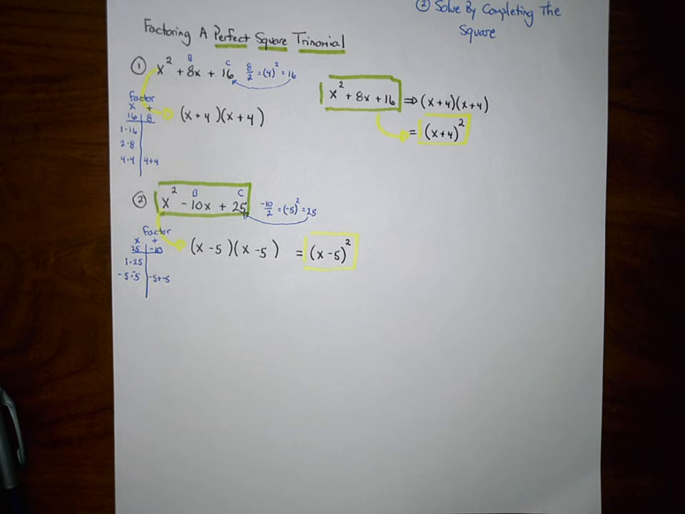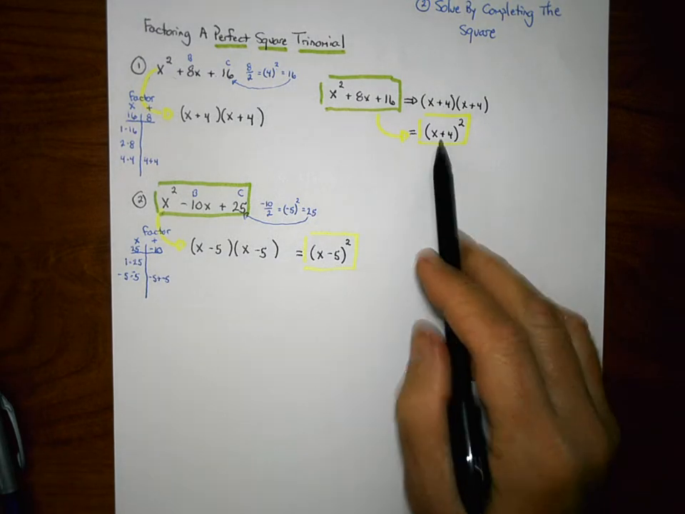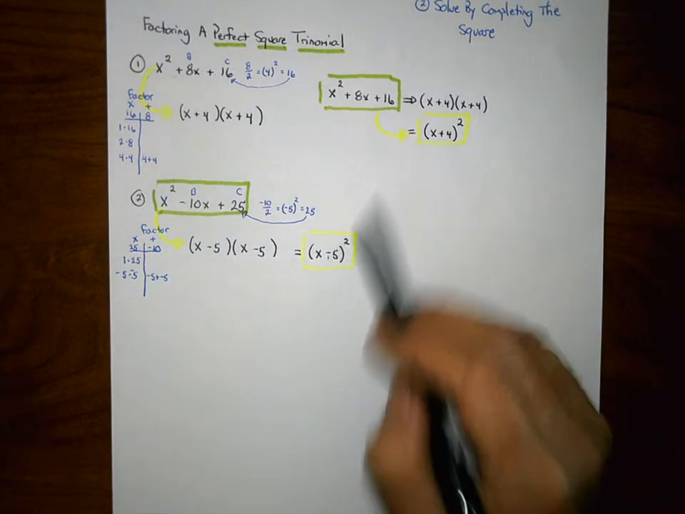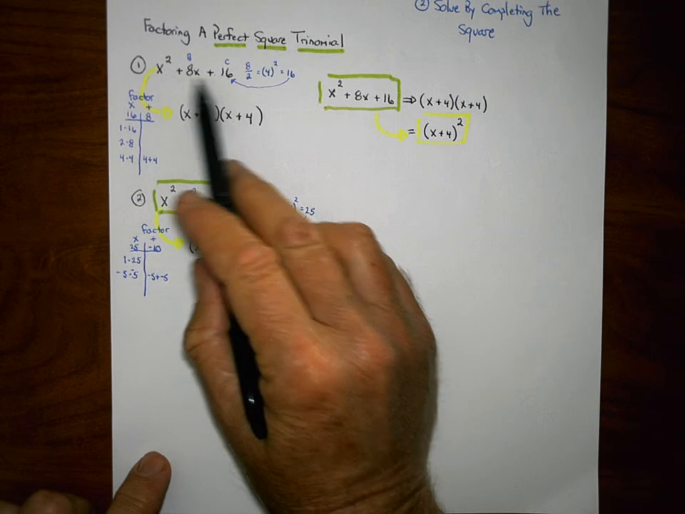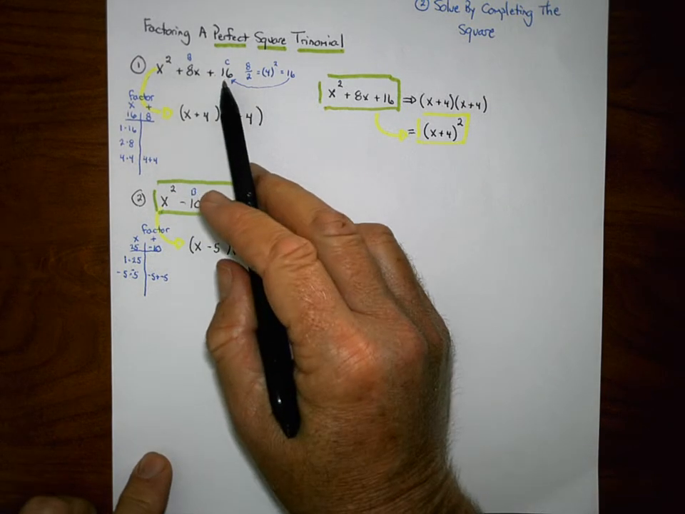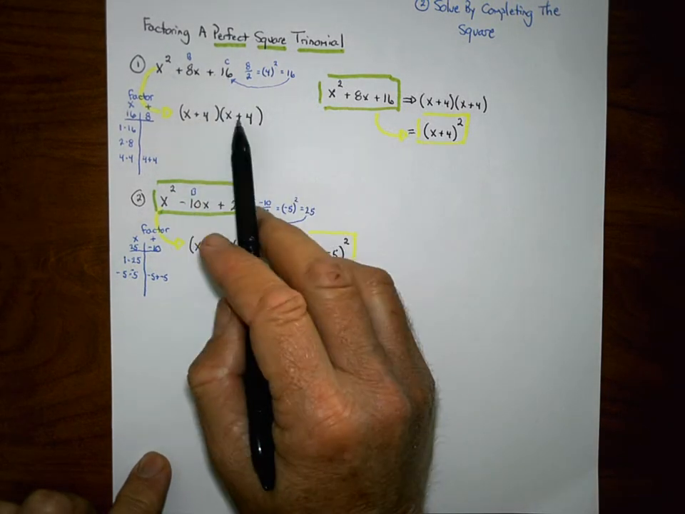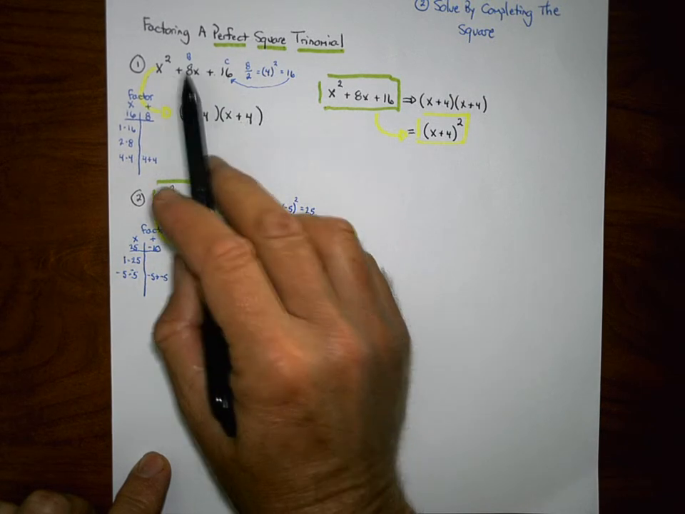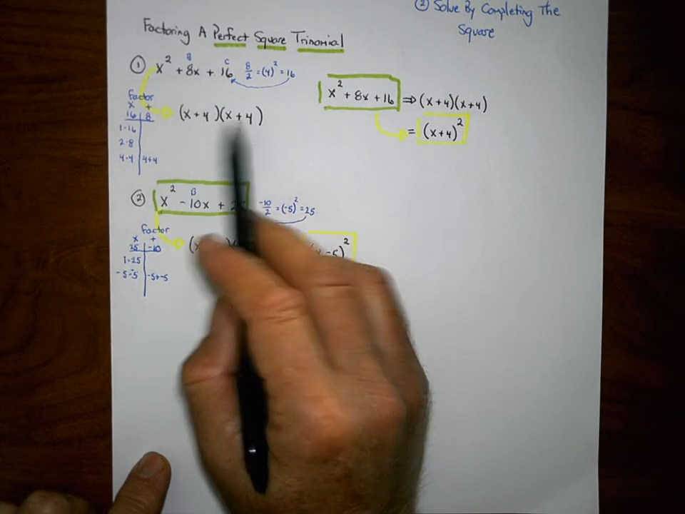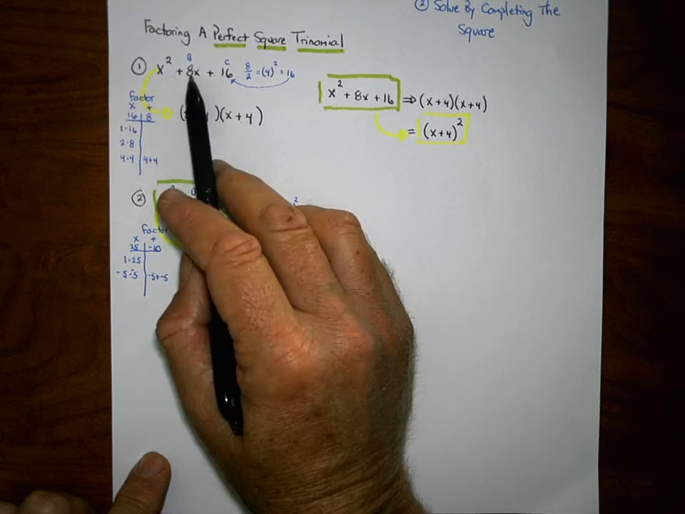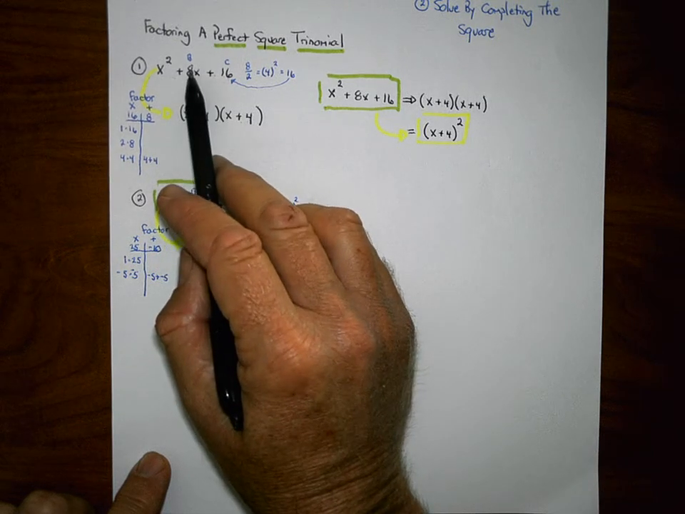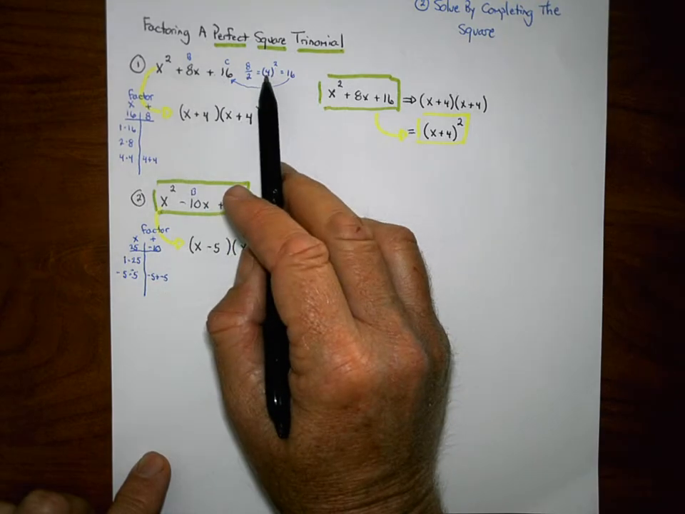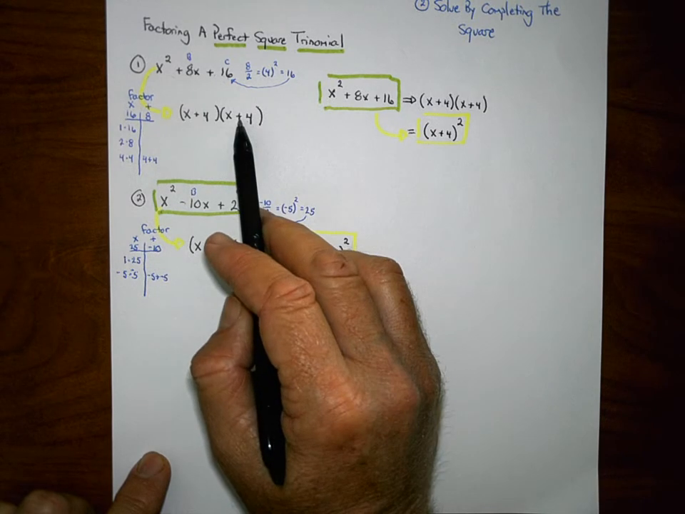So if you notice, there's a pattern that's developing. When I have a perfect square trinomial, let's take a look at number 1. When I factored it, I had two sets of x plus 4s. Now, where did that 4 come from? Simple. That 4 is half of the b value. The b value was positive 8. Half of positive 8 was 4, and those were my two factors, and they were the same.